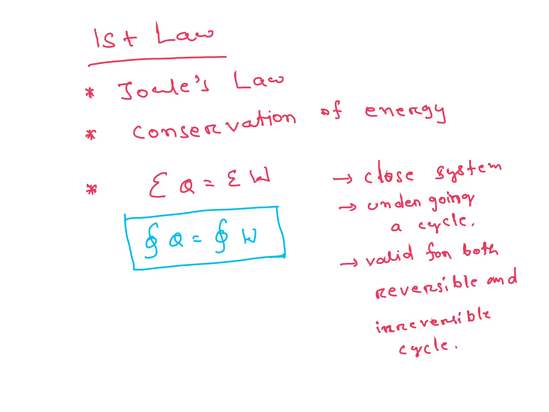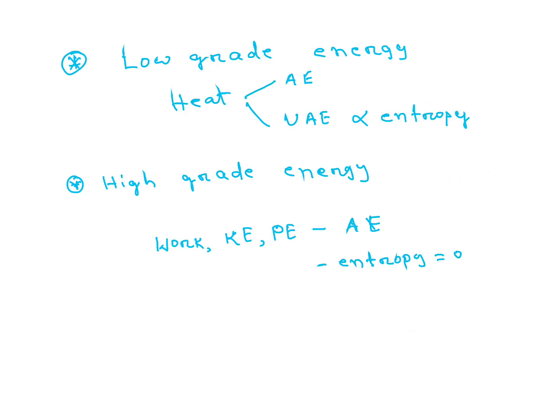Then low grade energy. Example is heat. It consists of available energy and unavailable energy. Unavailable energy, example is entropy. For high grade energy, examples are work, kinetic energy and potential energy. Only available energy. Entropy is 0 for high grade energy.